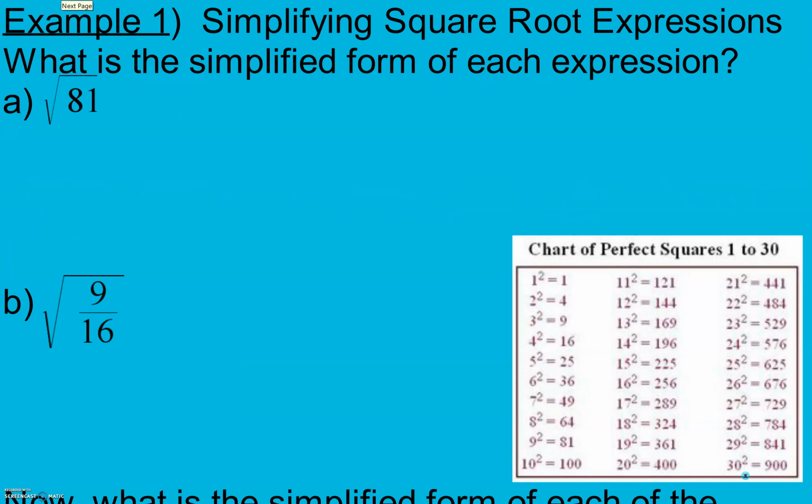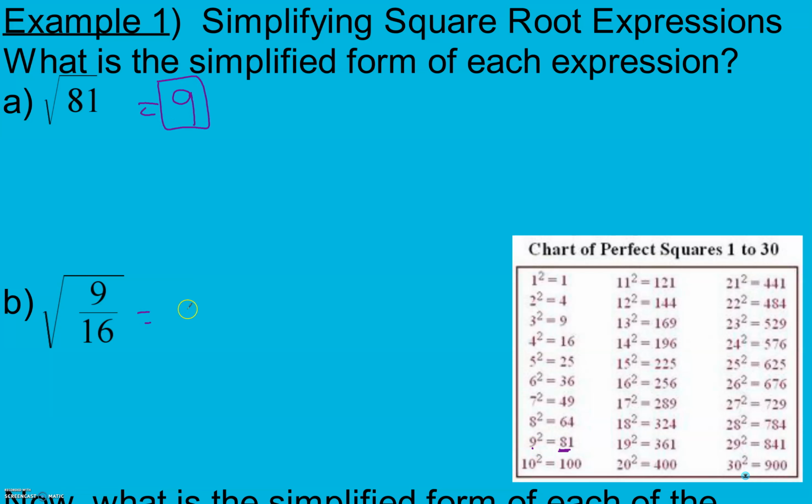In example 1 here, we're going to be simplifying square root expressions. What is the simplified form of each expression? So, to find the square root of 81, we're looking for what number did we square to get to 81. And if we look at our list of perfect squares here, I have 81 right here. 81 is 9 squared. So, since 9 squared equals 81, the square root of 81 is 9.